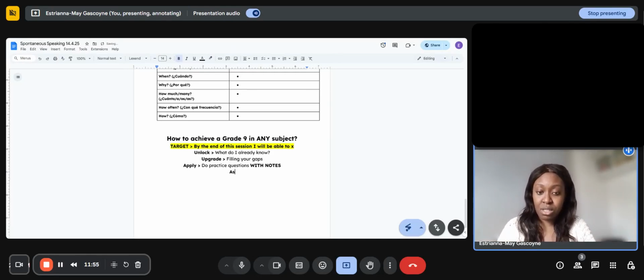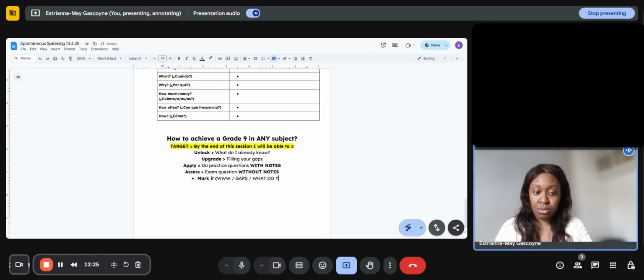Then the last thing you want to do is assess yourself. So you do an exam question without your notes, and you mark it. You want to know what went well, where your gaps are, and what you need to do to improve. Then you're clear on that, because this becomes the target for your next session.